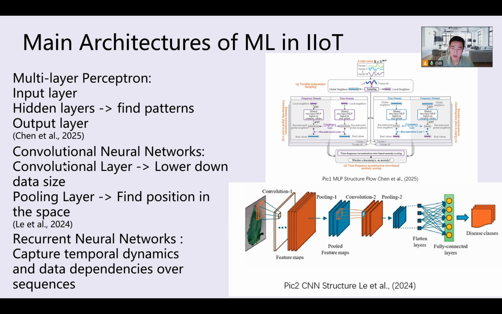Unlike the convolutional neural network, the recurrent neural network will be more focused on the time sequence of data. It will capture the temporal dynamics and data dependency over the time sequence by feeding back the output from previous stages to show the historical relevance of these data. In this way, it will be more accurate.